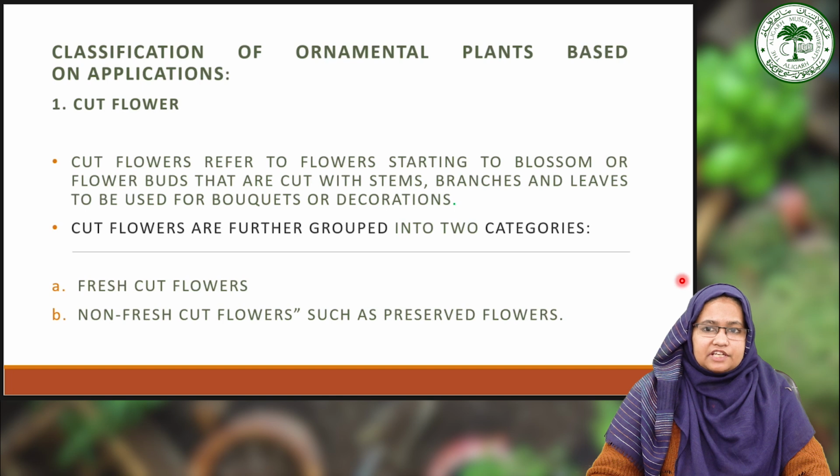Moving forward, the next type of classification is based on ornamental plants and their applications. Ornamental plants may be used in a variety of ways both indoors and outdoors, and they are classified as, first, cut flowers. Cut flowers refer to flowers starting to blossom or flower buds that are cut with stems, branches and leaves to be used for buckets or decorations.